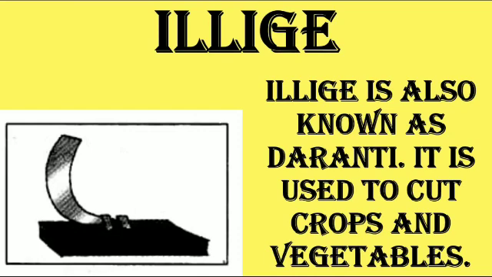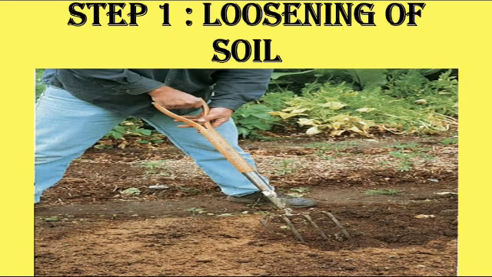So my dear students, now as you have seen all the tools and instruments that a farmer uses in agriculture, there are some important steps also that a farmer follows for growing crops. So let's have a look at all the steps done during farming. Step number 1 is loosening of soil. Farmers loosen the soil and after that only seeds can be sown. Without loosening the soil, seeds cannot be sown. So it is a very important step of farming.